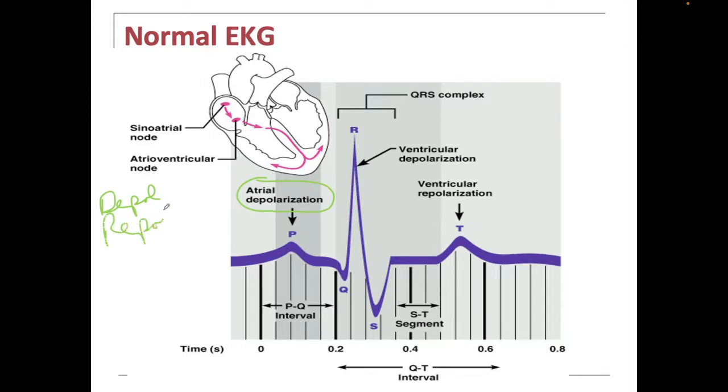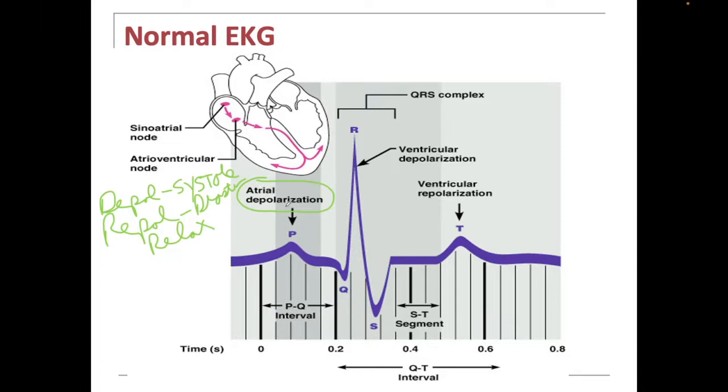Let's just put the key here. So depolarization, we said, was systole. And repolarization is diastole. Depolarization is contraction. Repolarization is relaxation. Okay, so repole, R and R for relaxation. That's the rest. Dipole, we're contracting, systole.